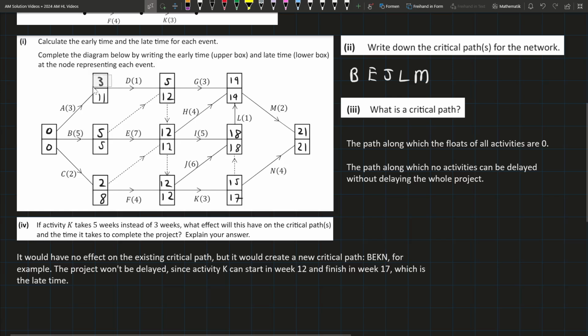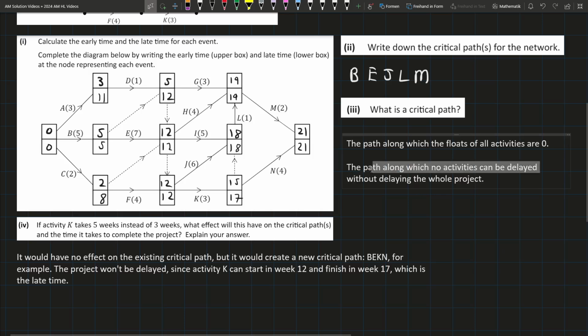An example of one that wouldn't have a float of 0 is, for example, D here. D can start on day 3 and it takes 1 day to complete, and that would bring us to day 4. So you can see that for D, we don't have to start on day 3. We can start D on day 11, and we'd still be done by day 12. So we basically have 10 days. No, not 10 days. We have 8 days of leeway, because if we get here on day 3, we can delay it by 8 days till day 11. Then 1 day, we'll still arrive there on day 12. All good. So it's about how much leeway we have.